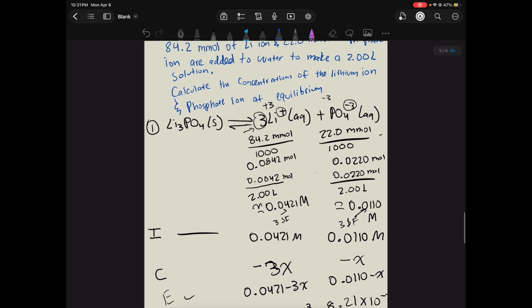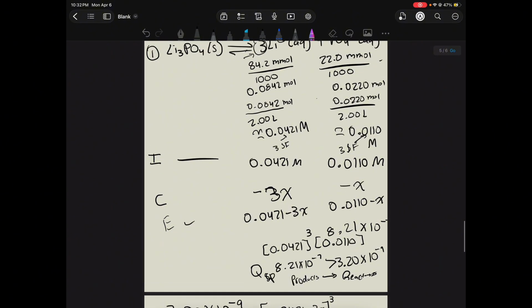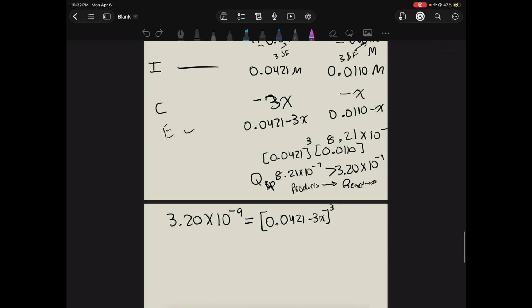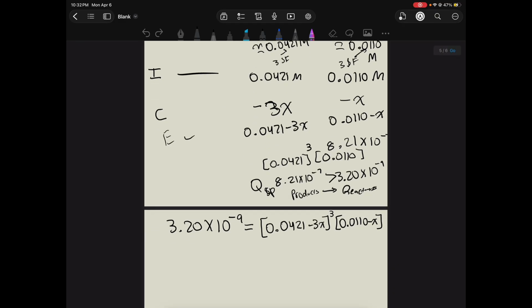Next, we have to go into our TI-84 calculator, again going to the numerical solver, and we have to do our KSP value, which is 3.20 times 10 to the power of -9, equal to our reaction here, which is 0.0421 minus 3x, and then we cube it because the coefficient is 3, times the phosphate ions, 1, which is 0.0110 minus x.